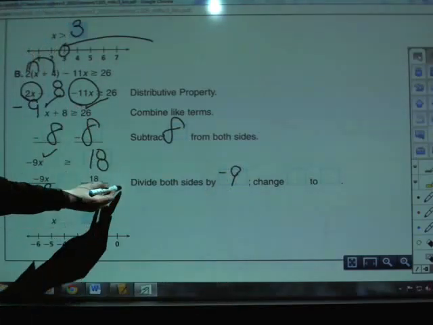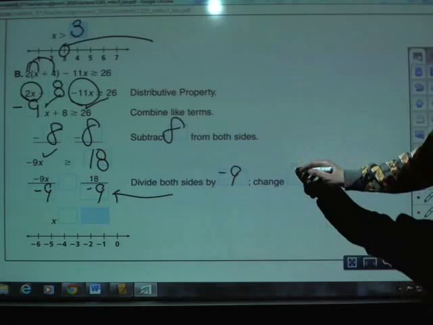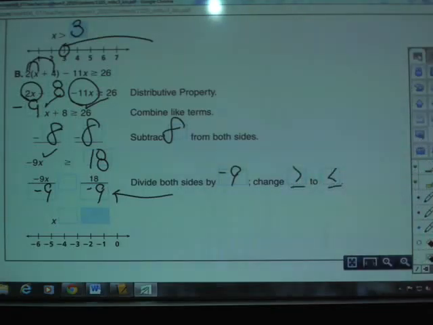And because I'm dividing by a negative, that's where I have to use that one little trick rule. That trick rule says when I multiply or divide by a negative, it flips the direction of the inequality sign. So it's not going to be greater than or equal to in my solution anymore. It's going to be less than or equal to. And that's what I have to fill in the blank here, less than or equal to.